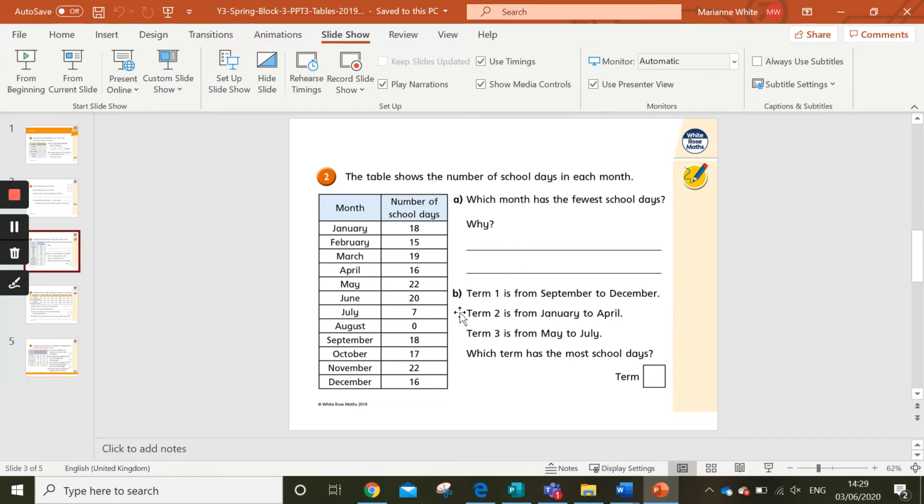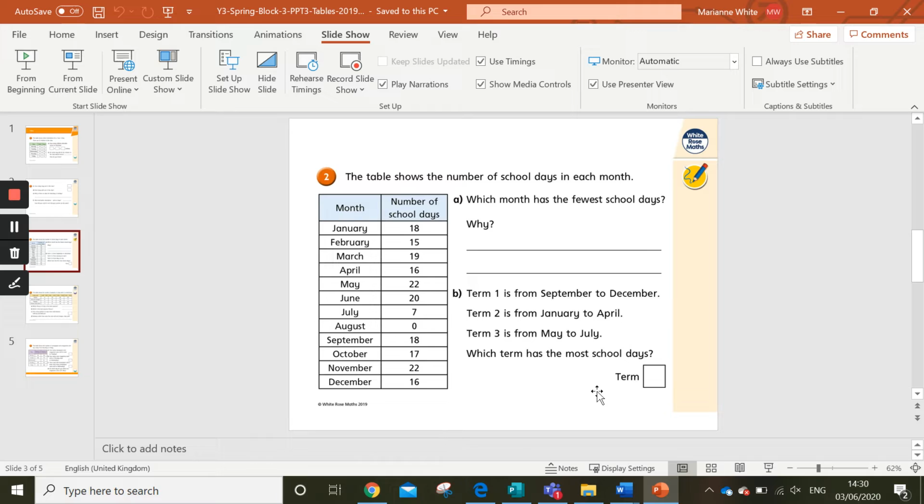On to question B. Term 1 is from September to December. Term 2 is from January to April. Term 3 is from May to July. Which term has the most school days? So you can press pause and have a think how you might answer this yourself.